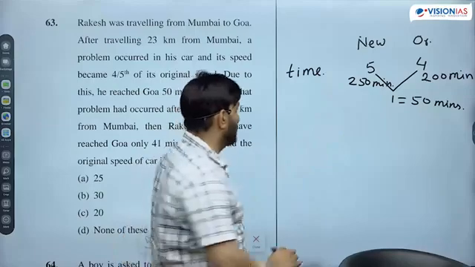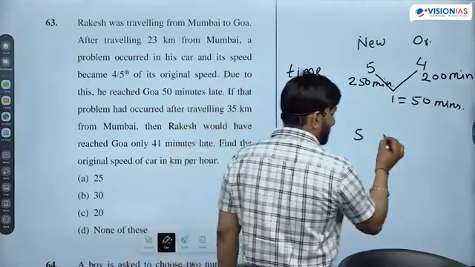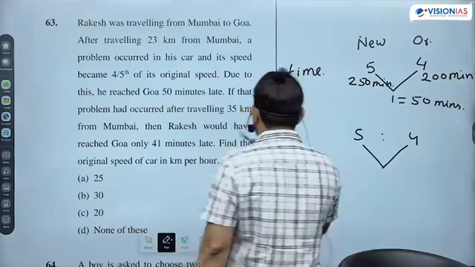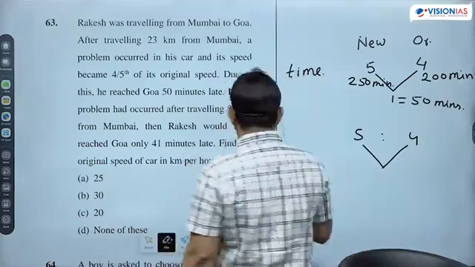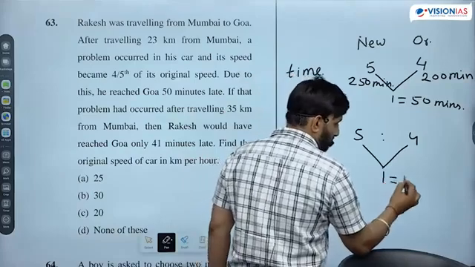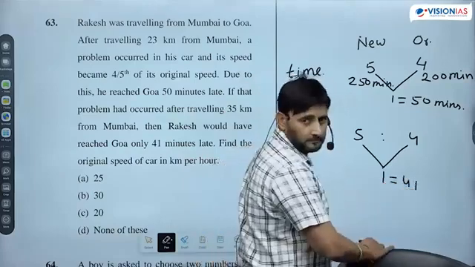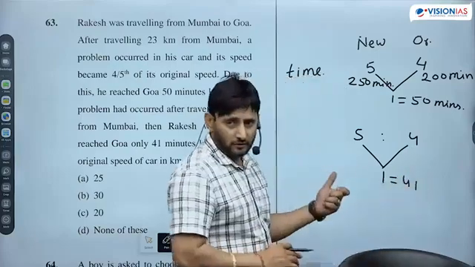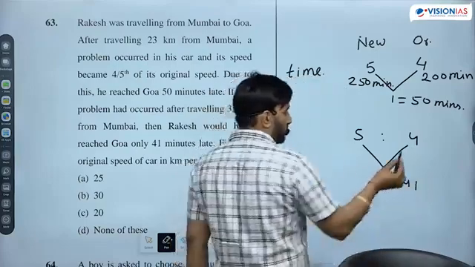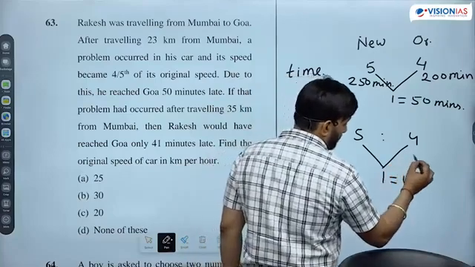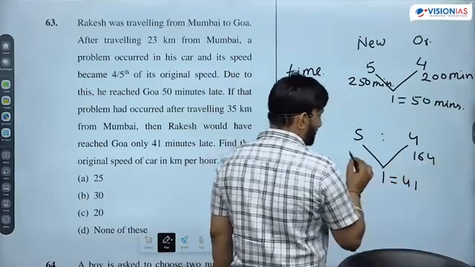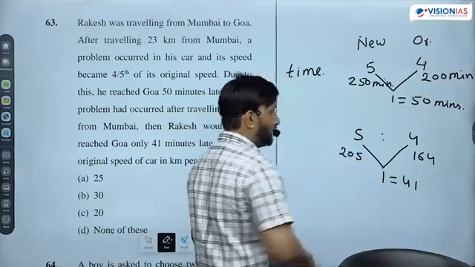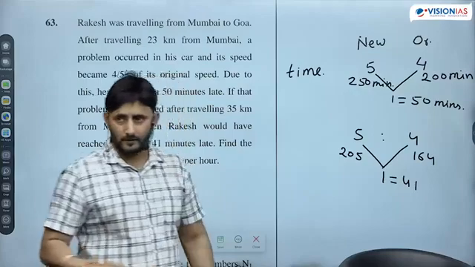50 extra minutes will be needed. In the second case, the ratio will remain the same, 5:4, but in this case he got late by 41 minutes. So one part is equal to 41 minutes. 4 parts: I will make this shorter later, first I am explaining the basics. So 41 into 4 is 164, and this will be 205 minutes. Clear?